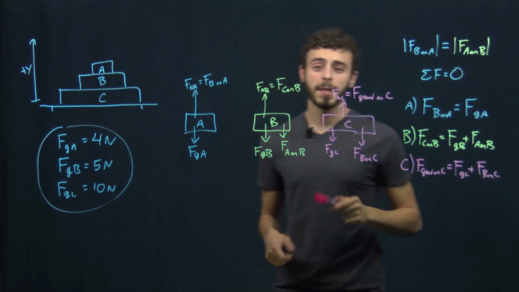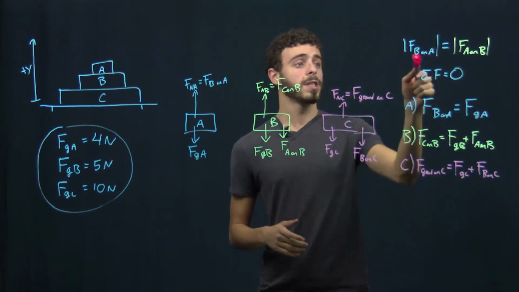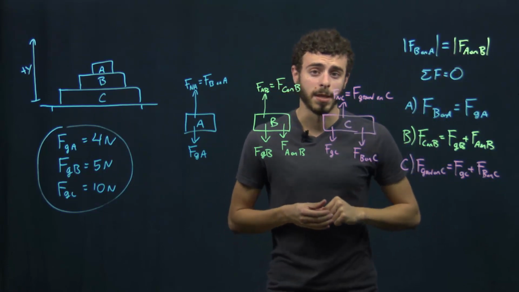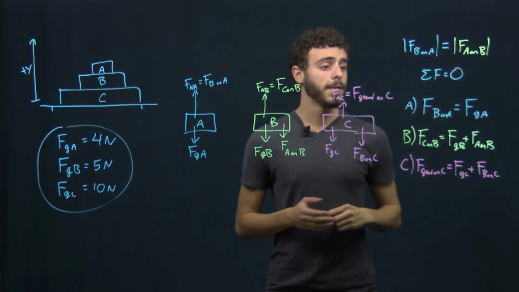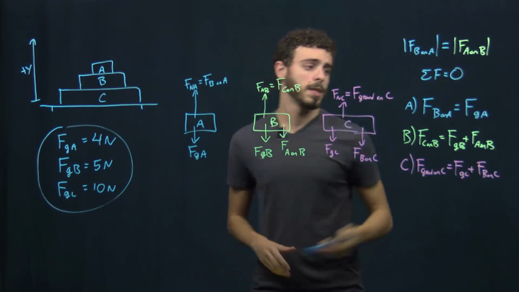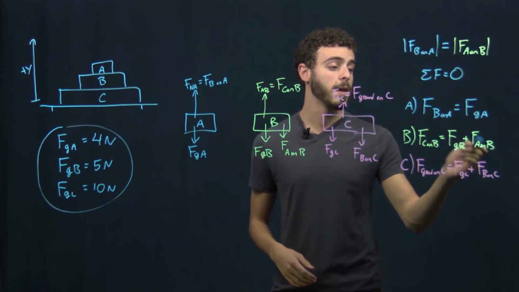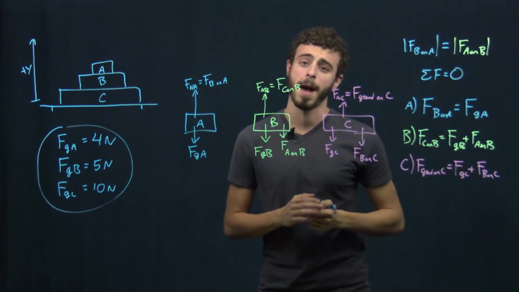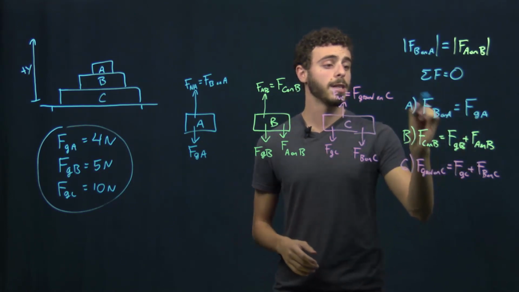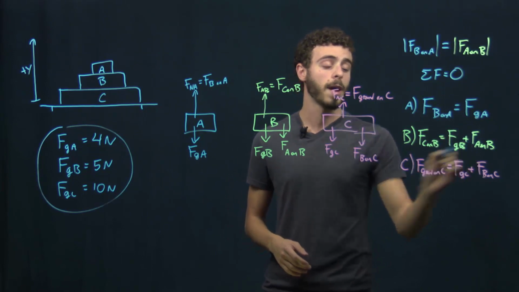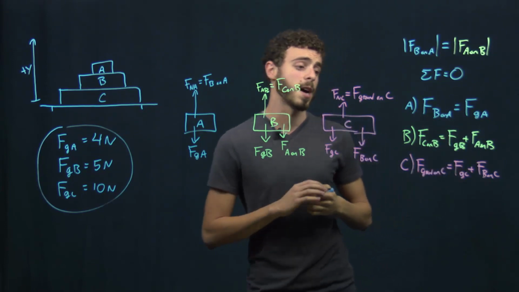Now we have one piece of information we haven't used yet, which is that the third law pairs are equal and opposite. That means that the magnitude of each of those pairs must be the same. So we see here we have F of block B on A and F of block A on B. These two are going to be the same exact magnitude. So when we solve for B on A, we can plug that right into A on B because they're the same size.